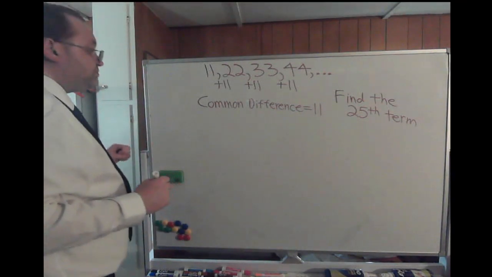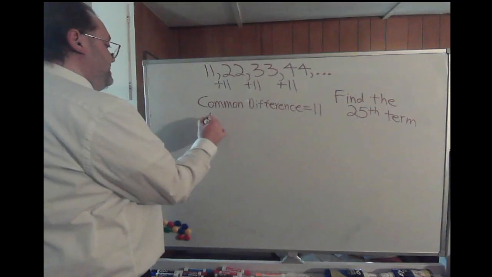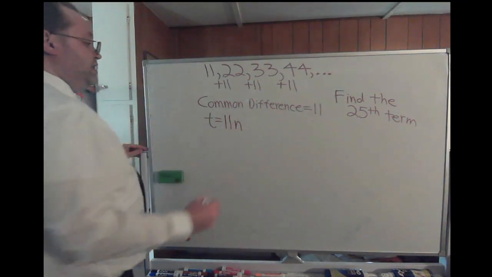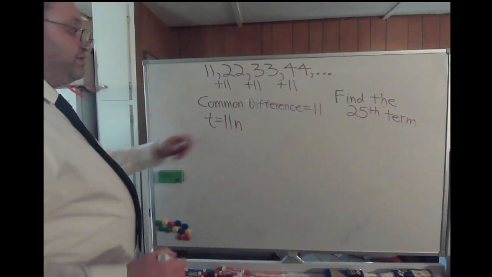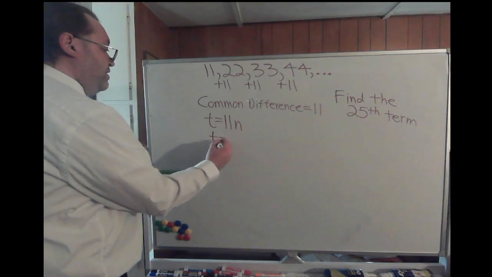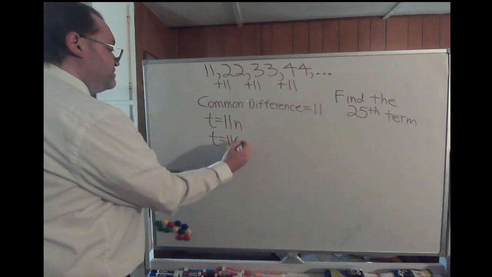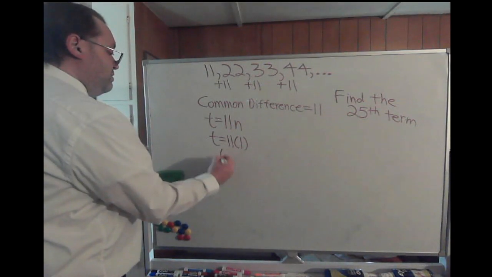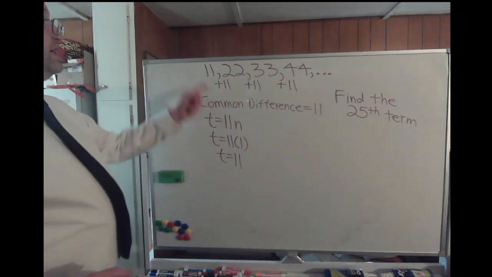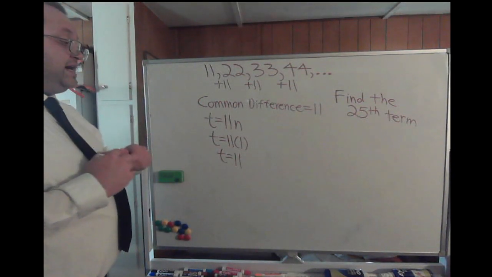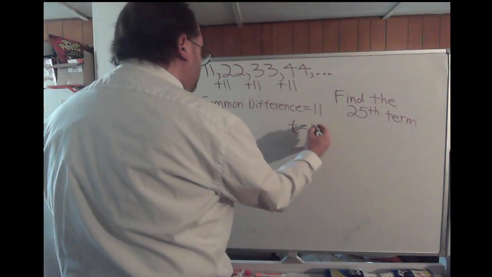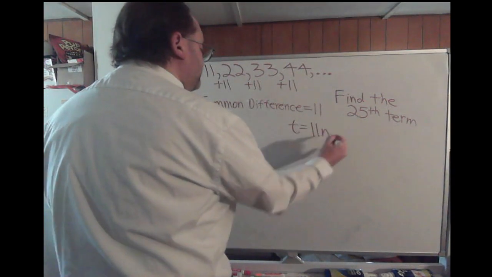Alright, so the term you seek is going to be that common difference of 11 times the number of the term you're on. Now what we're going to do is stick in the first term here. You'll have 11 times the first term, which is 1. Well, the term itself for the first term is equal to 11. To get from 11 to 11, you don't add or subtract anything. So literally, the formula to find terms for this sequence is just going to be 11 times the number of the term you're on.